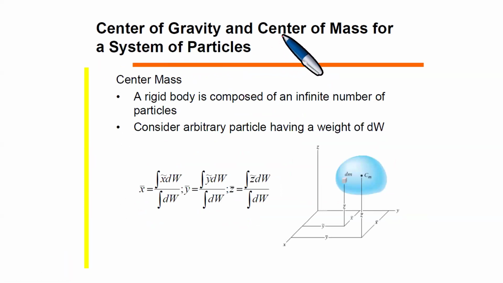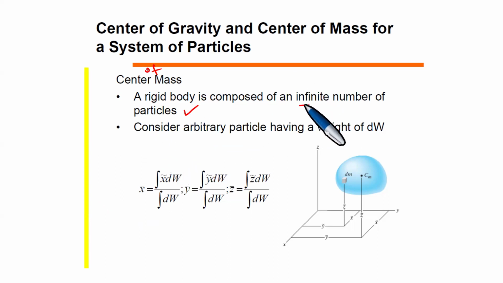The center of gravity and center of mass for a system of particles. Now, for the center of mass, a rigid body is composed of an infinite number of particles. We acknowledge that as much as we are speaking about n particles, a rigid body, a brick, a concrete block, these objects we study in engineering, is composed of an infinite number of particles.